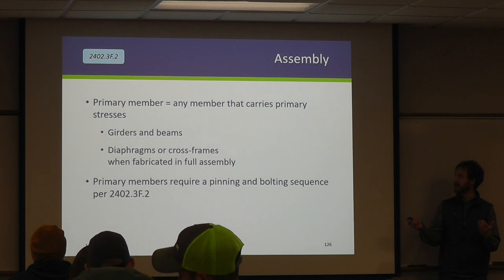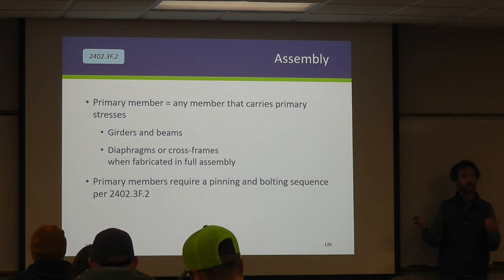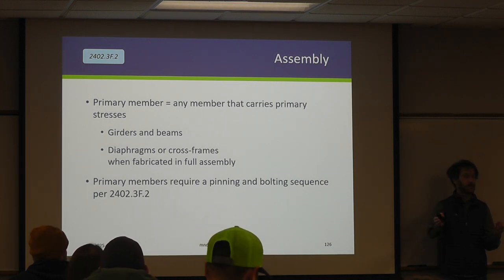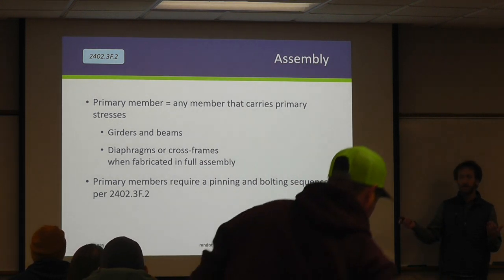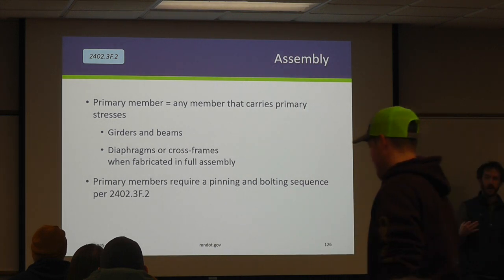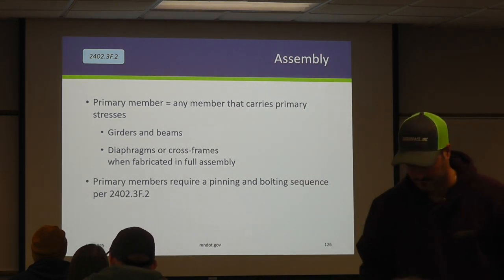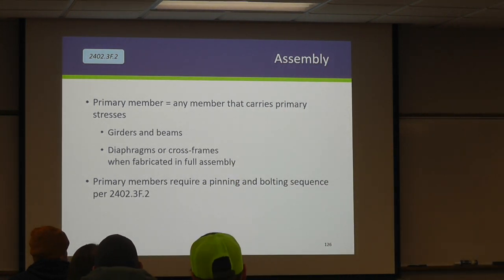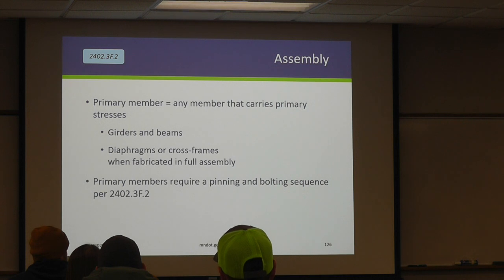So the spec book breaks it down that beams and girders are always primary members. That makes sense, right? They're carrying any of the loads back to the substructures. The diaphragms and cross frames can be considered primary members, but they're not always. And so we've simplified it by simply stating that if it's fabricated in full assembly, those two are going to be primary members. When you have a primary member, it requires a pinning and bolting sequence to be supported. That's the big difference. So in our plan, what was the assembly type?